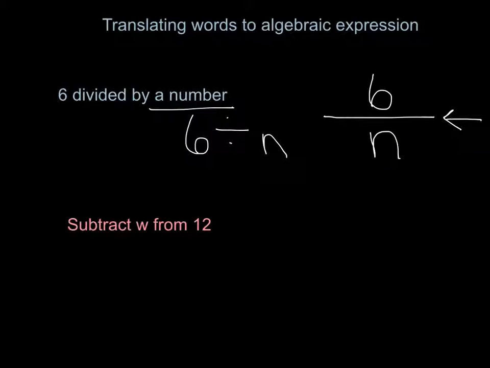Subtract w from 12. So to subtract something from 12, that means that you have the 12 and you're taking away w. You don't know what w is, so you don't know how much you're taking away. But you know that you're taking w away from 12.